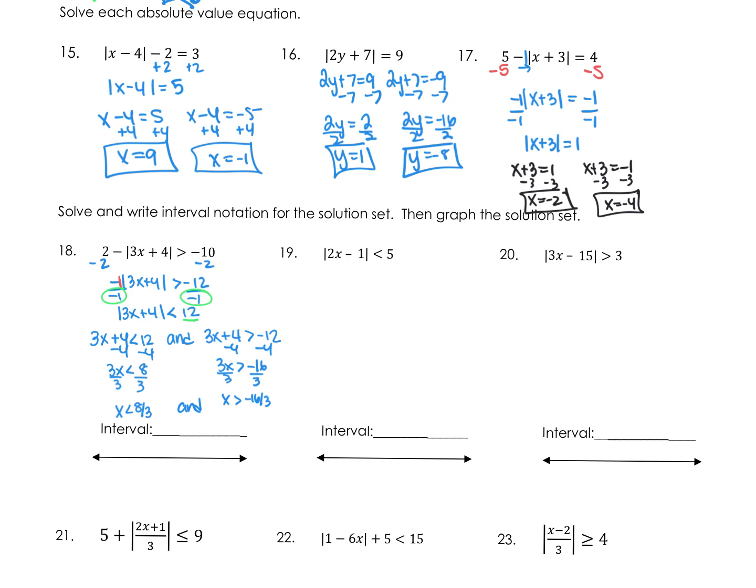And then we just need to put them on our number line. So we'll have negative 16 over 3 here, 8/3 here. We'll read each one individually. So x is less than 8/3, so open circle going this way. X is greater than negative 16/3, open circle going this way. They're coming together, which should check out because it's an and. And so then our interval will be negative 16/3 to 8/3.